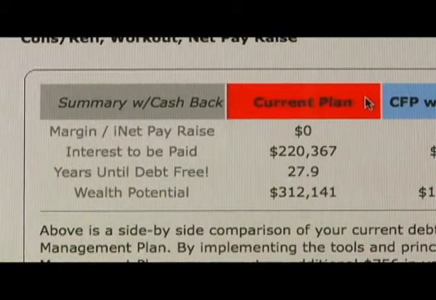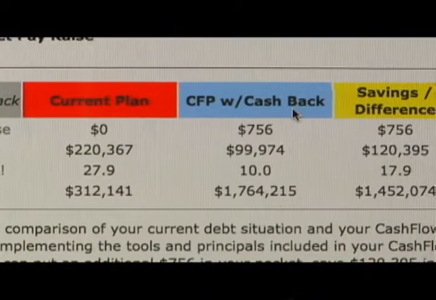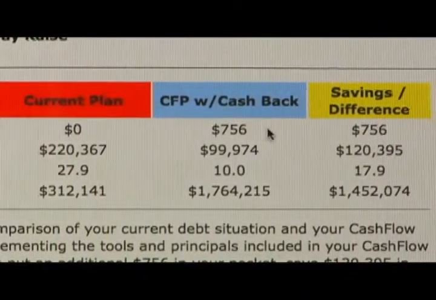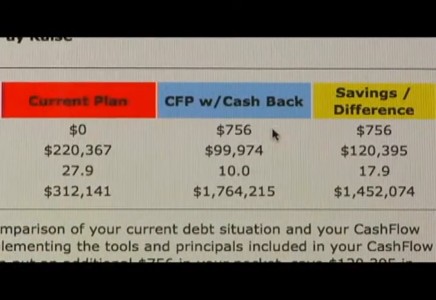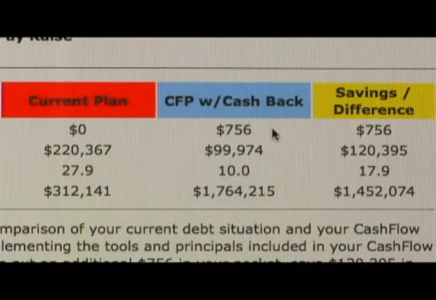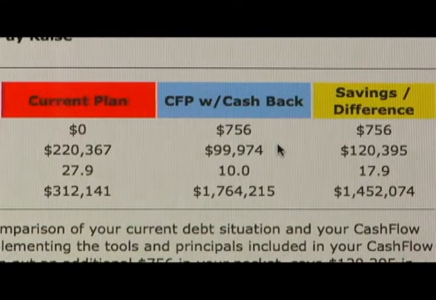Now, if you look with me under the blue column right here, this is what our program can do for them. We can put $756 back in their pocket each and every month. They can use that money to reduce their debt to income ratio. If they're starting a business, they can use that money to help finance their new business. That's money they can use any way that they want. They need to use a little bit of that money to hopefully get their debt to income ratio down in line so that they can stop the hemorrhaging and the increased debt.